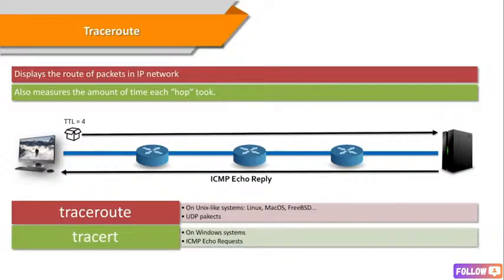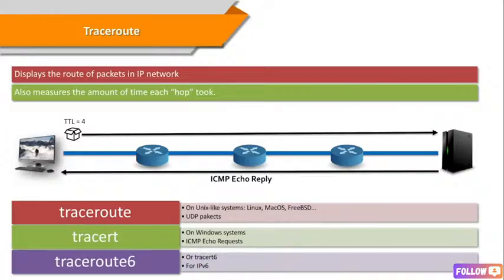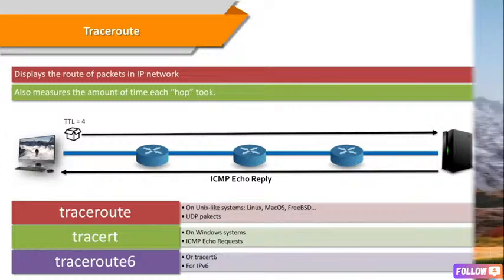In Microsoft Windows, it's named Tracert. In Windows, traceroute sends ICMP echo requests instead of UDP packets. For IPv6, the tool sometimes has the name traceroute6 or tracert6. Let's look at how the traceroute command operates in our host machine and virtual machines as well.